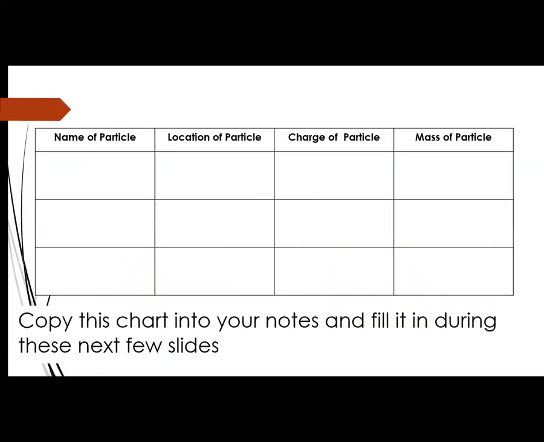So one of the things that we're going to talk about is the different particles that we eventually discovered that were smaller than the atom. Now, what I want you to do is write down this chart. So pause the video, take a moment, write down this chart, and then as we go through, we're going to slowly fill those in.